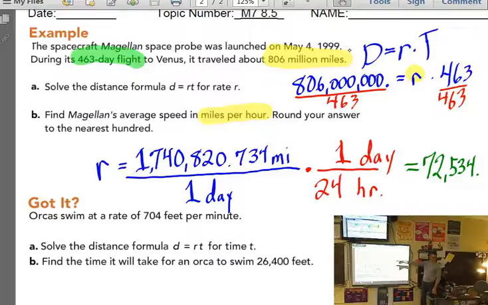And it actually says nearest 100, so we're more accurate than we need to be. Guys, when you're on the highway, you're maybe going 72 miles an hour. Not 72,000. That's 1,000 times faster than you travel in the car.